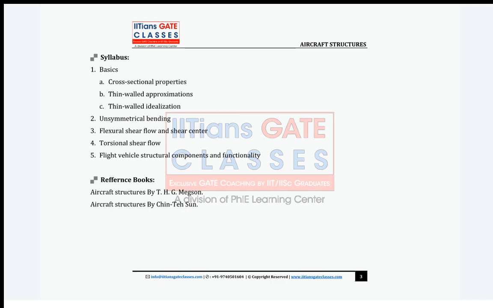So now, what is the syllabus? As per how I define the syllabus, based on the given GATE syllabus: first, some engineering mechanics basics like cross sectional properties, then we see thin walled approximations, and then thin walled idealization. In today's class we will cover these three things. Then we study unsymmetrical bending, then flexural shear flow and shear center, then torsional shear flow, and last, flight vehicle structural components.